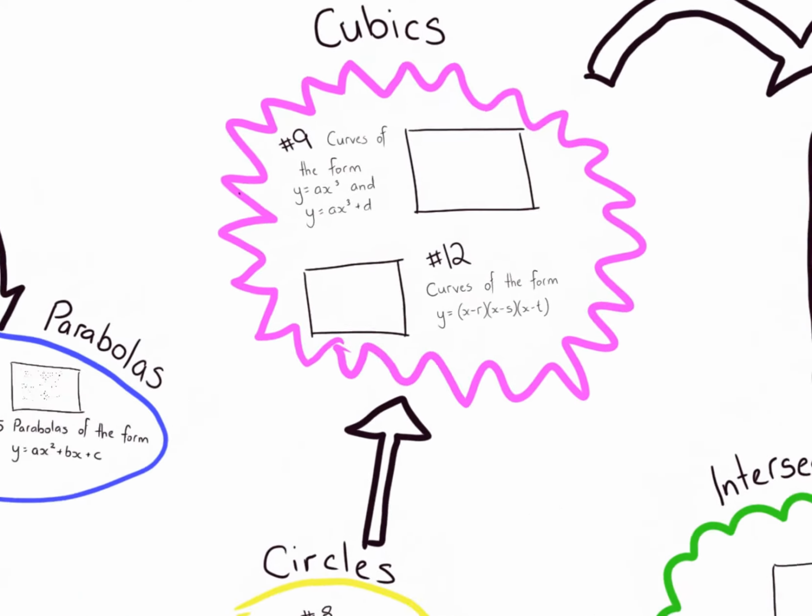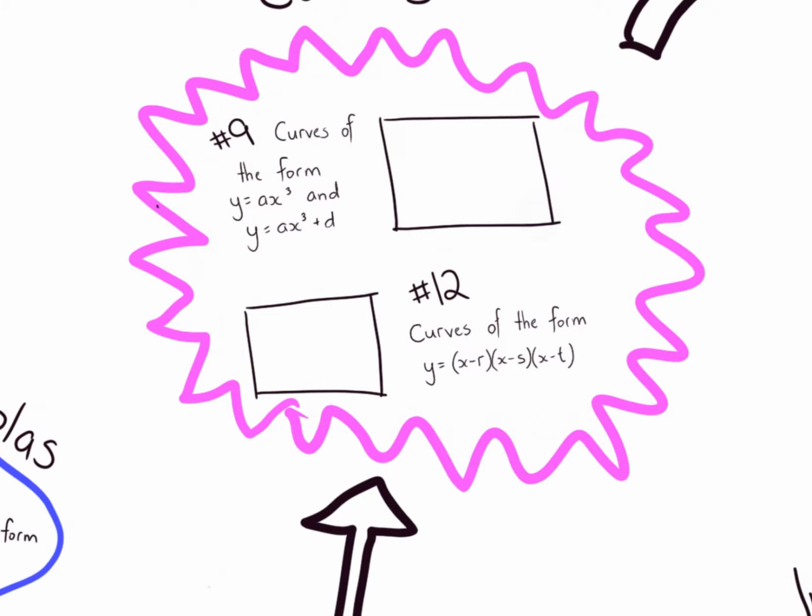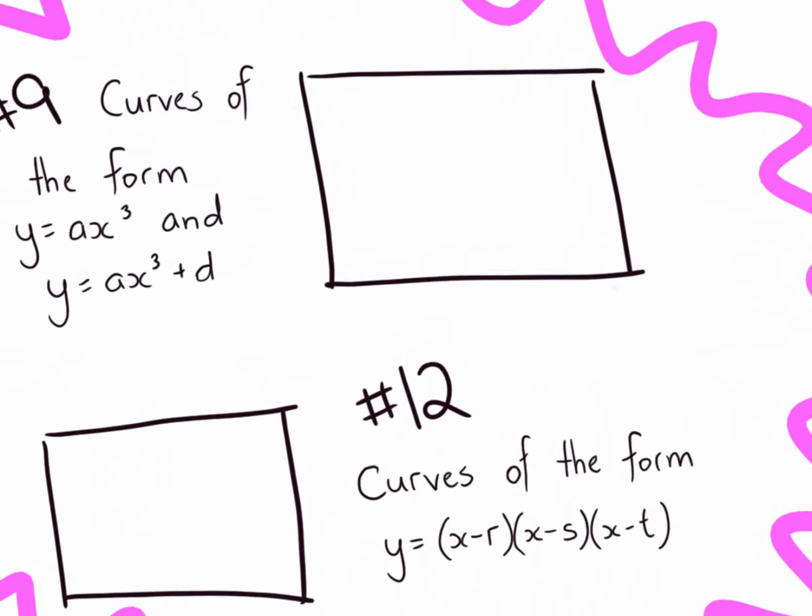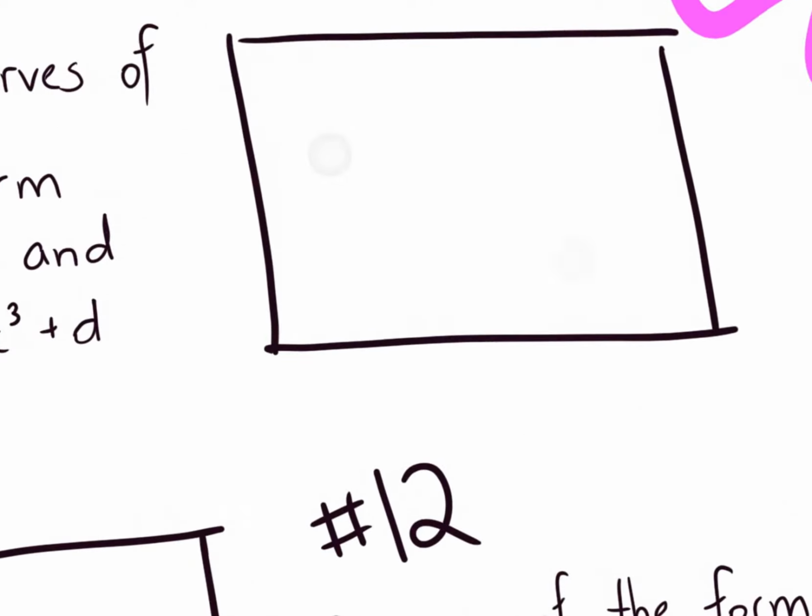In this lesson we're going to be looking at cubics. So what exactly are cubics? Well, we've looked at parabolas, which were graphs where the highest power in the equation was 2. So what happens if we increase that power to 3? So instead of y equals x squared, we have y equals x cubed.